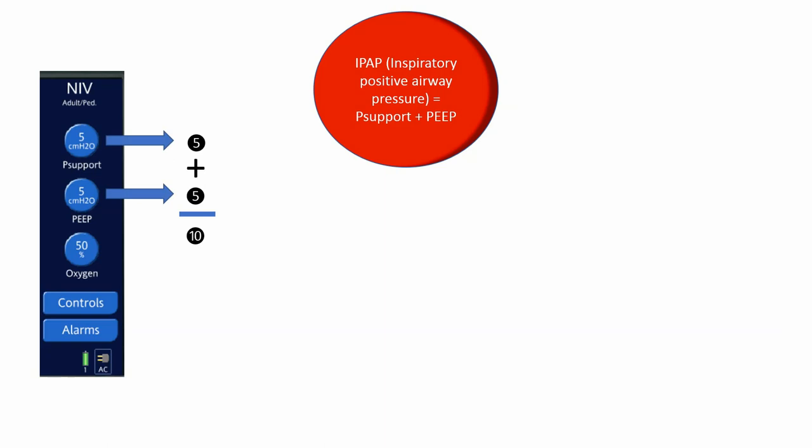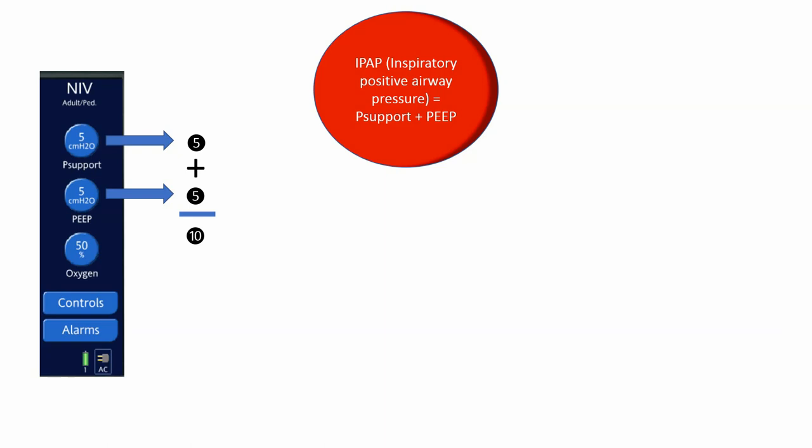If they say the patient's on 14 and 7, that may mean that you have to set a pressure support of 7 and a PEEP of 7, because your total inspiratory pressure would still be 14.